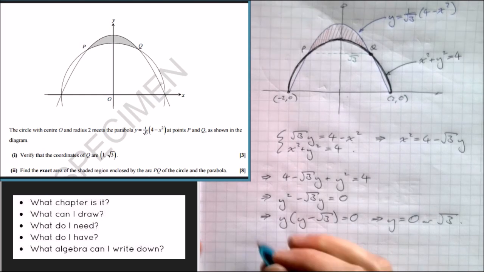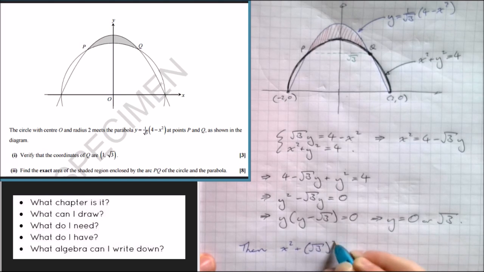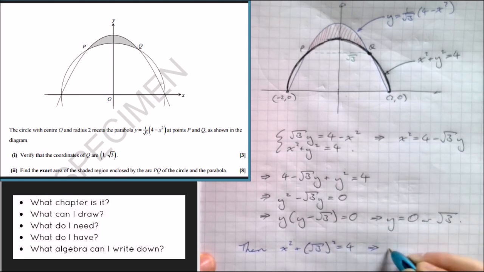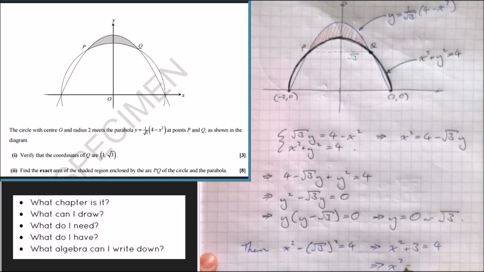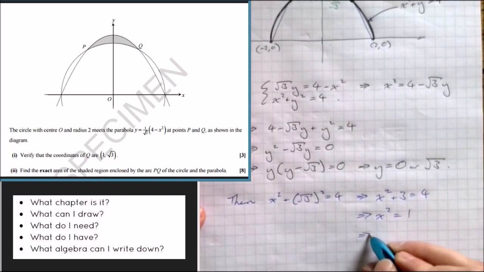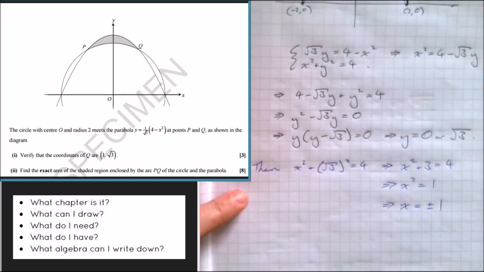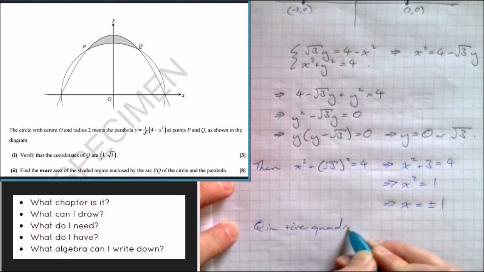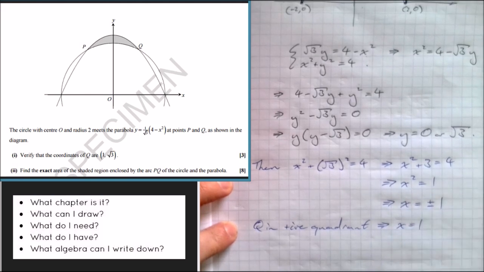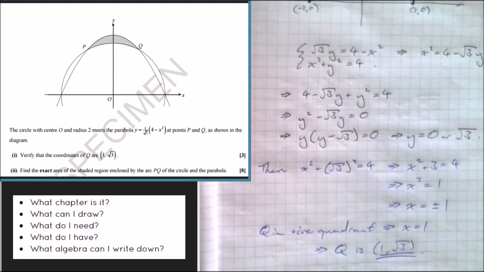Then x squared add root 3 squared equals 4. x squared plus 3 equals 4. x squared is 1. And x equals plus or minus 1. Remember your plus or minus. But we're only asked for Q, so we're only asked for the positive one. And we've got what we need. Fantastic.